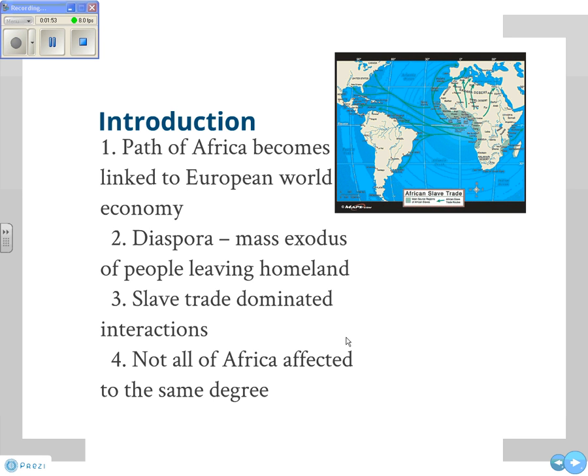Slave trade dominated interactions both between the Arab Muslims and the Europeans and their dealings with Africa. But we're going to learn not all of Africa is impacted to the same degree. You can see already on this map, see the green where they're taking slaves out of here? South Africa is going to escape that, and we'll talk about that more later on.